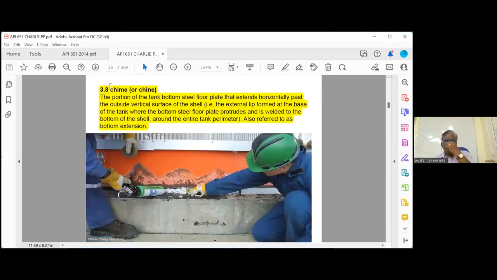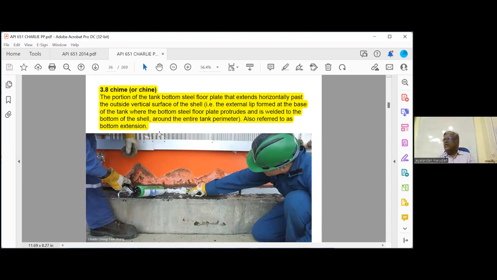Okay, what is this one? This is the tank bottom extension. In cathodic protection language, it is called CHIM or CHIN. CHIM or CHIN means the extension. How much should be the extension? You remember, as per 650, from the shell it will be 2 inch.